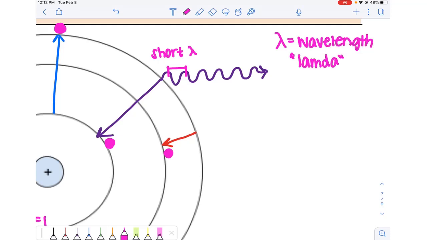That's the name we call it. So then if I take a look at my red arrow here, the red arrow is falling a shorter distance from n equals 3 to n equals 2. This means it is a lower energy emission. So if something has lower energy, it's going to have a long wavelength. So I'm going to represent that arrow emission like this. And now my peak to peak distance is much longer.